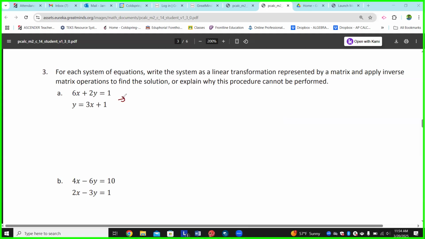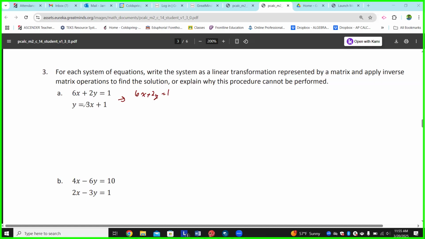So the first pre-step is the system of equations here must be in standard form. Standard form is ax plus by equals c. We have to do it that way because that is how our matrices are structured. So the first equation is written correctly already. But how do I rewrite what we call the slope-intercept form?